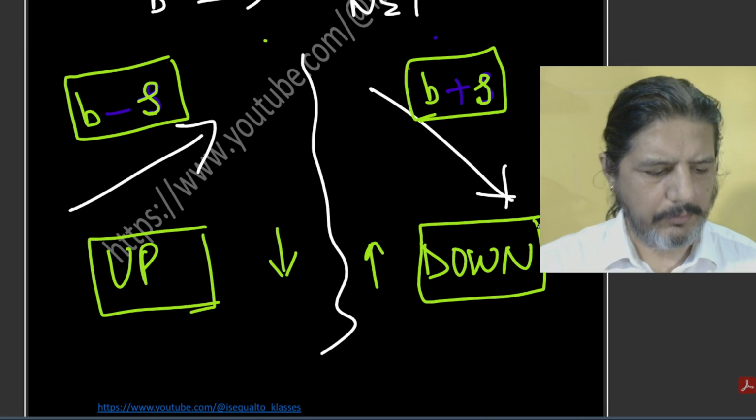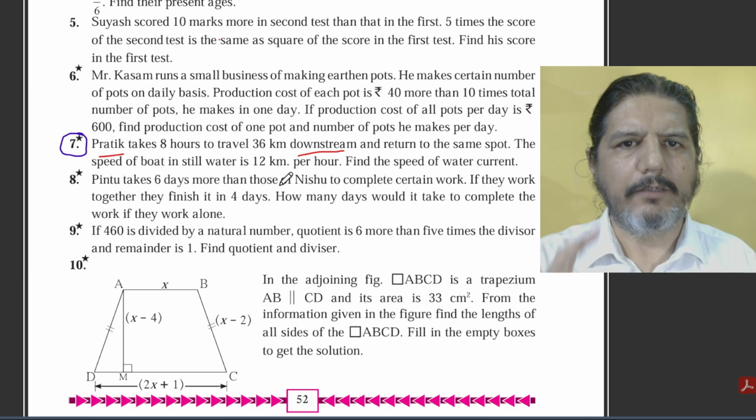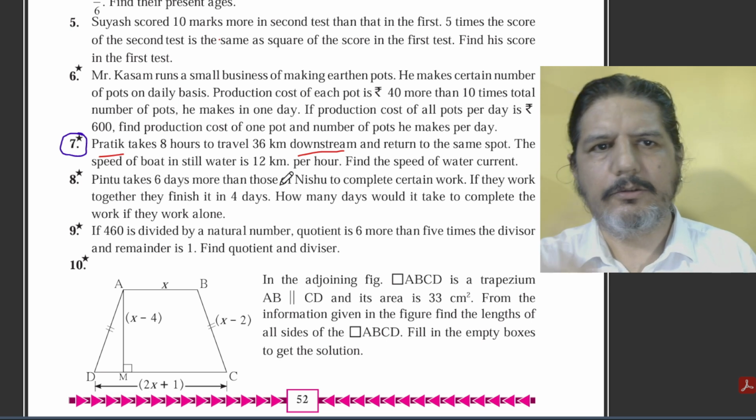Now let's come to the question again. So Pratik takes 8 hours to travel 36 km downstream and return to the same spot.